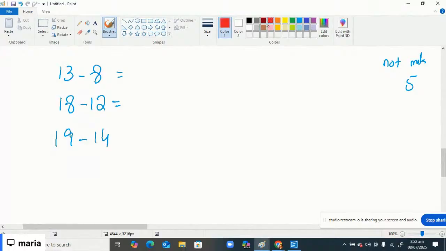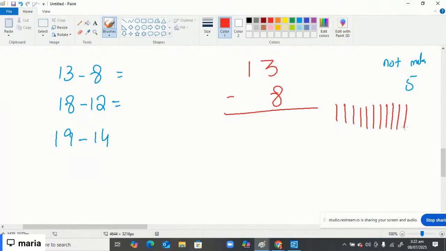Let's do the first one. 13 minus 8. Draw 13 lines, take away 8 lines. How many are left? Everyone tell me. Draw 13 lines, take away 8: 2, 4, 6, 7, 8. How many are left? 1, 2, 3, 4, and 5. So the answer is 5. So this is a way to make 5, so it is not the option.